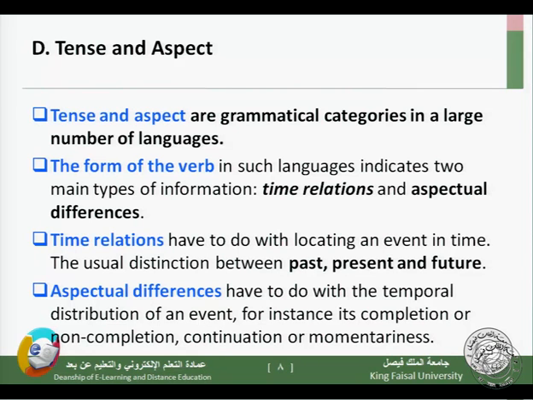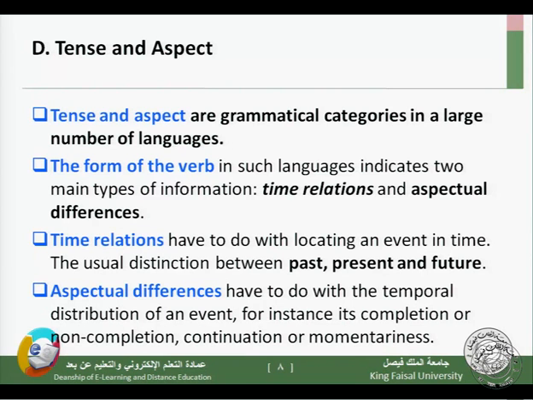aspect. The aspectual differences have to do with the temporal distribution of an event. For instance, is the event complete, or is it not complete? Is it continuous or not continuous? Is it momentary? In other words, now you are looking, is it past, present, simple? Is it past, future, present?